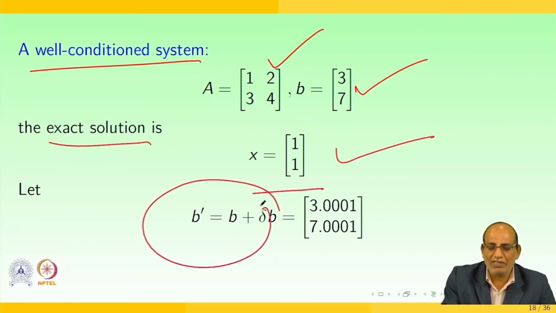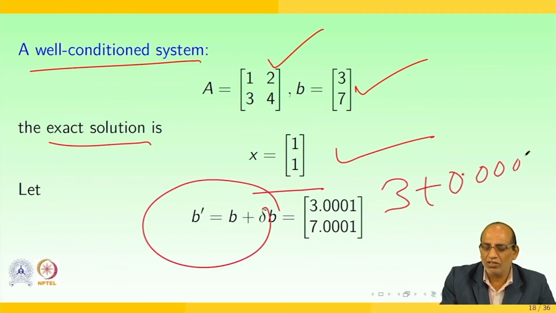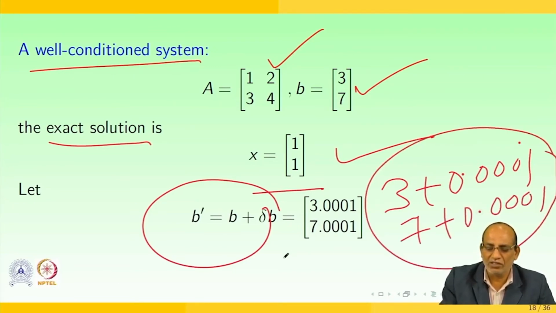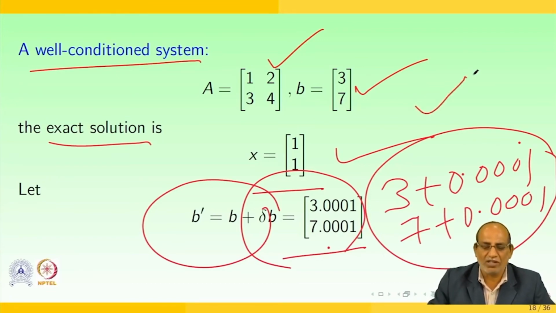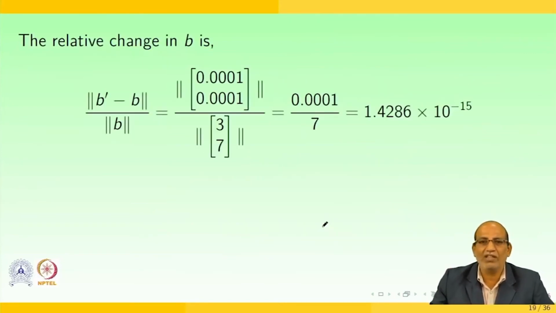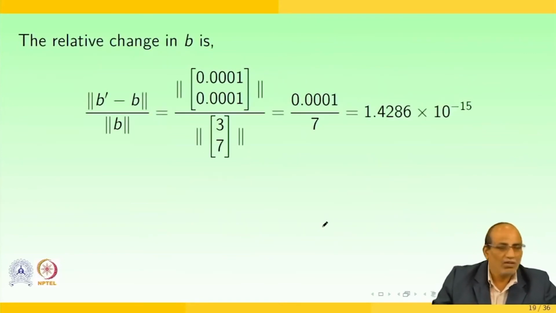Now let us perturb this B to 3 plus 0.0001, 7 plus 0.0001. So if you use these two, you get 3.0001, 7.0001. Now this is a well conditioned system. So if the system is well conditioned, it is well and good, we do have a solution. But if there is a small perturbation like this, then what would be the nature of the approximation?